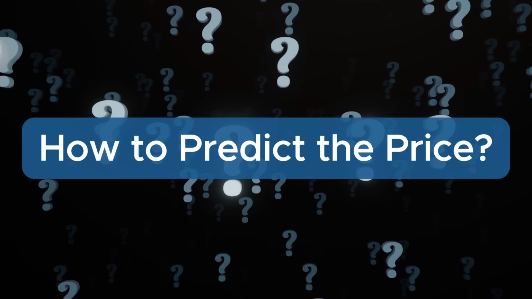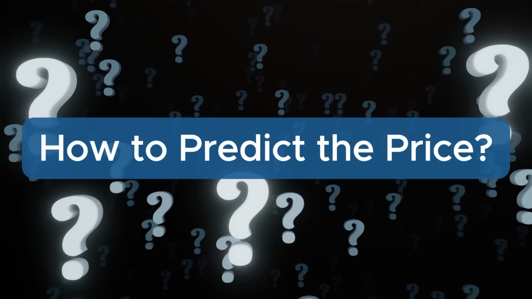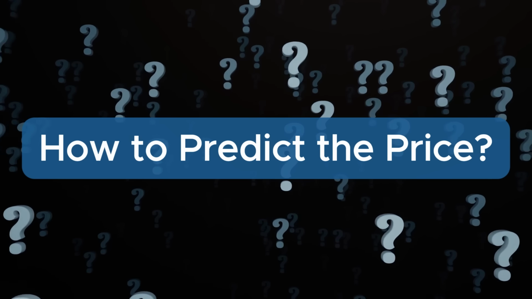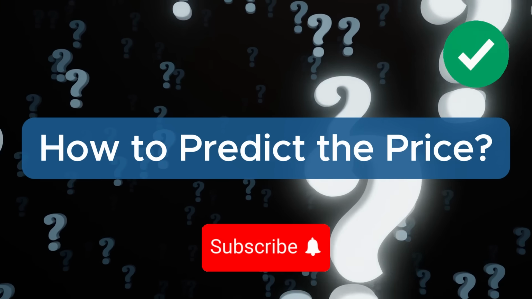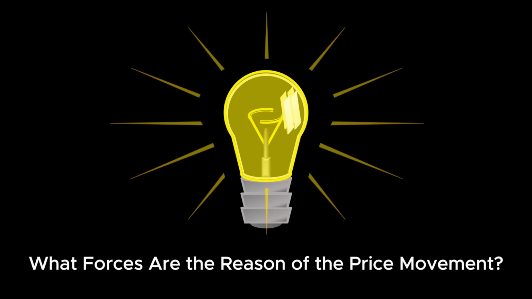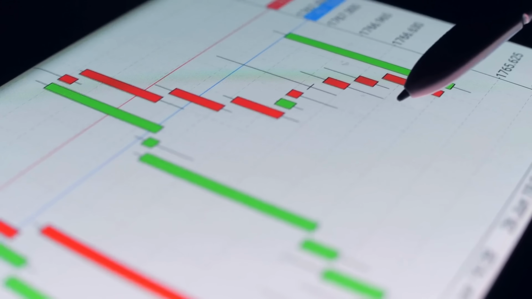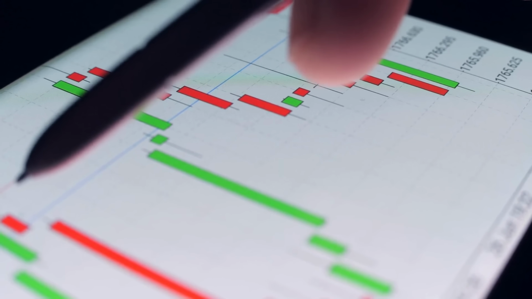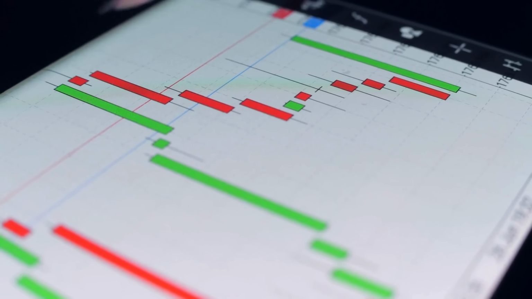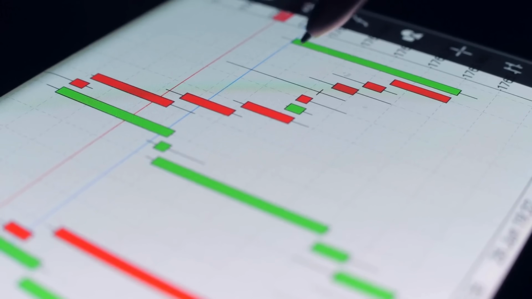This is the question of every trader: how to predict the direction of the price movement. And in this video, I'm going to teach you how you can do it. To answer this question, first you need to know what forces in the market are the reason for the price movement. If you can identify those forces and track their activity, you can easily predict the direction of the price movement.